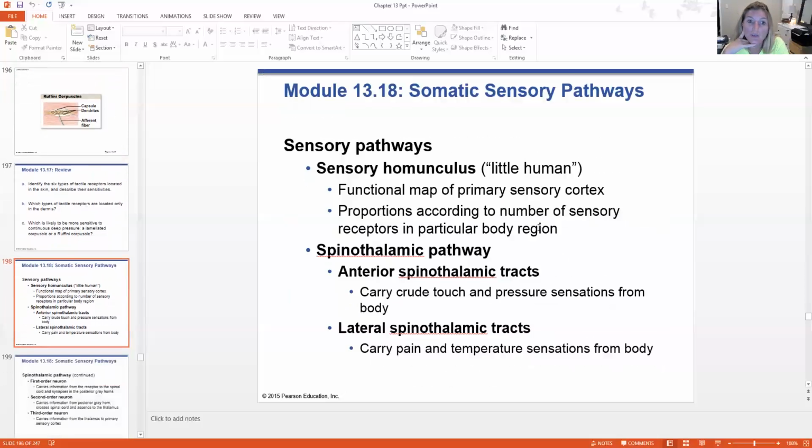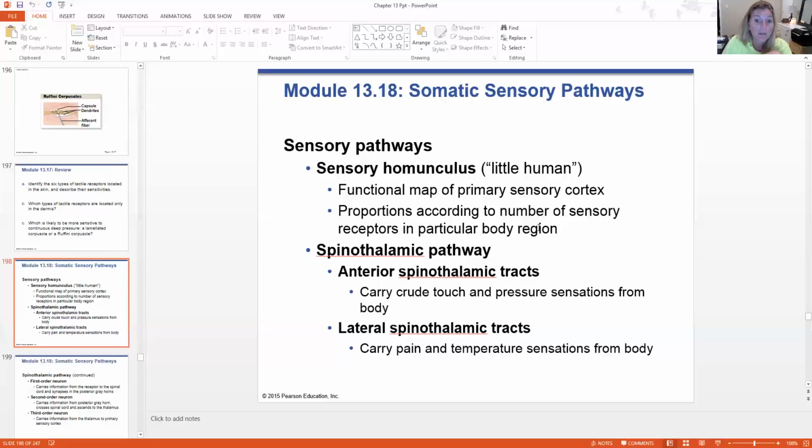Let's keep going into sensory pathways. There's something called a sensory homunculus that is mapped out on your primary sensory cortex. It's basically a functional map that's kind of a to-scale image of all of the sensory receptors in your body. So in other words, if you have lots of sensory receptors in your hand, which we do, that area of your primary sensory cortex is very, very large.